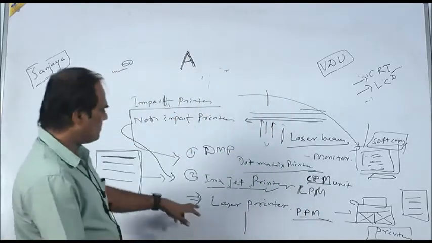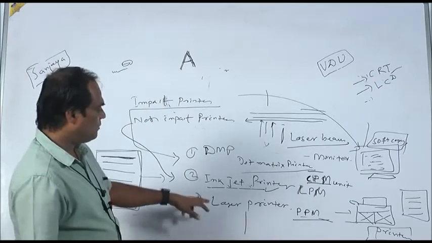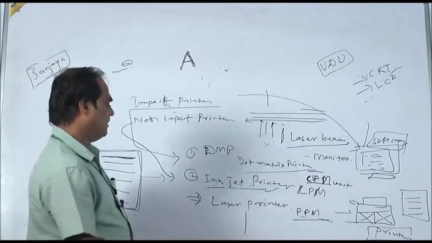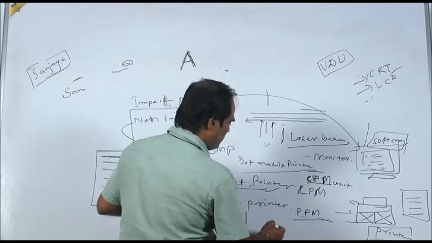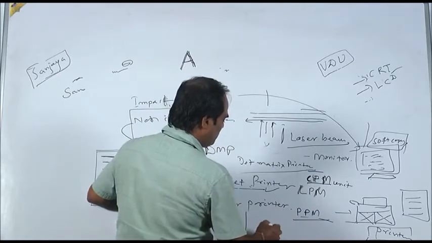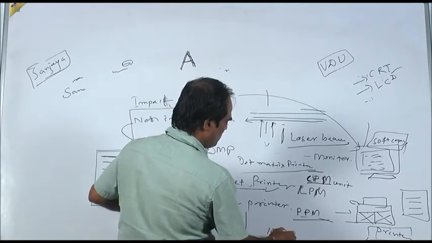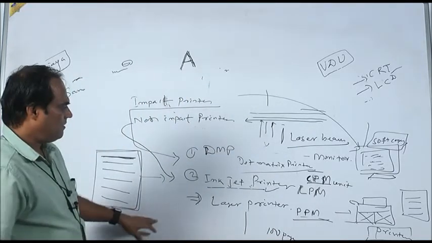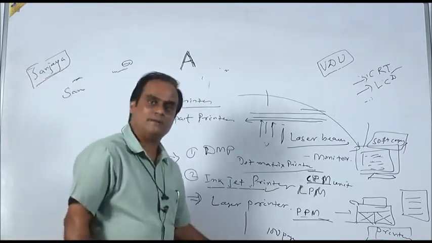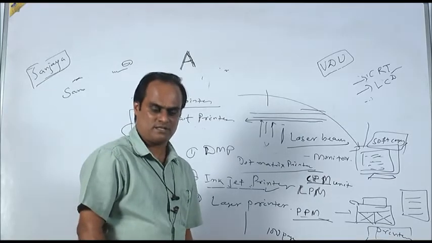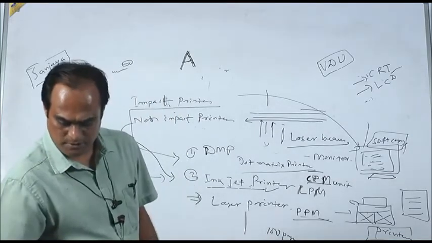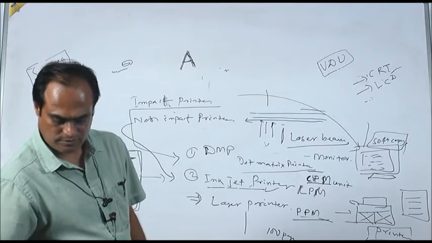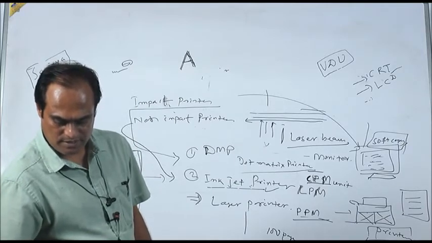So, definitely it is the high speed printer, because nowadays printers are coming where in 1 minute 100 pages can be printed by using the laser printer, yes, on high speed printers, okay. So, these are various types of printers, okay.